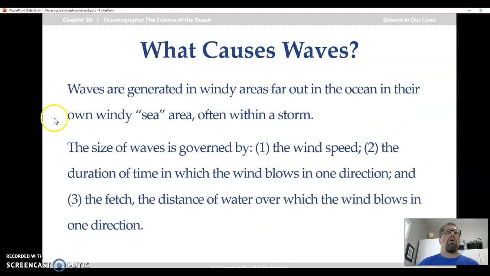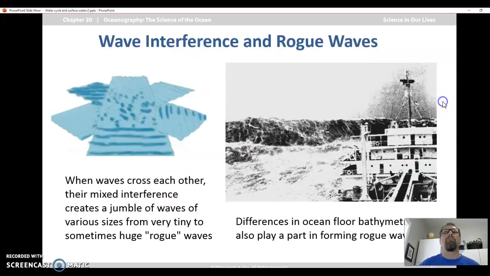All right, so waves are governed by the amount of time that wind is blowing over the same area of water, the speed at which that wind is moving, and the distance of water over which the wind is blowing in one direction. So all those give rise to waves.